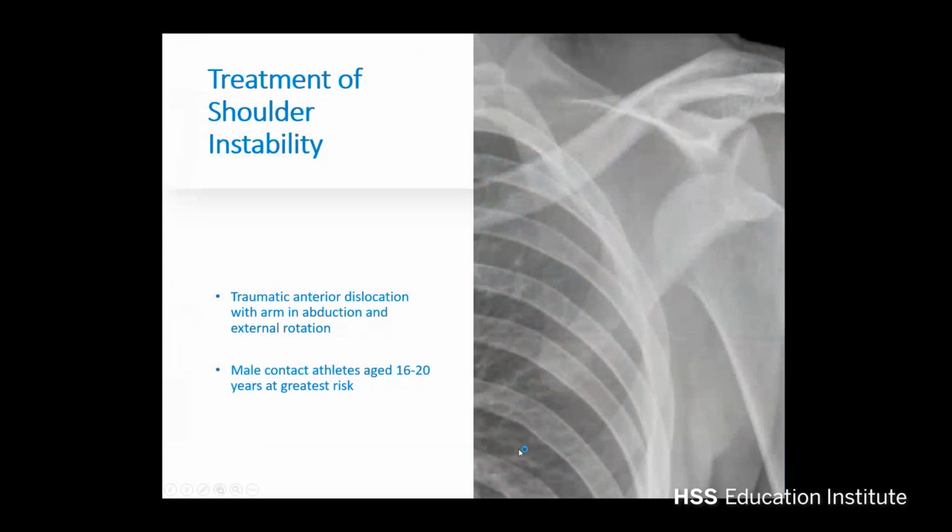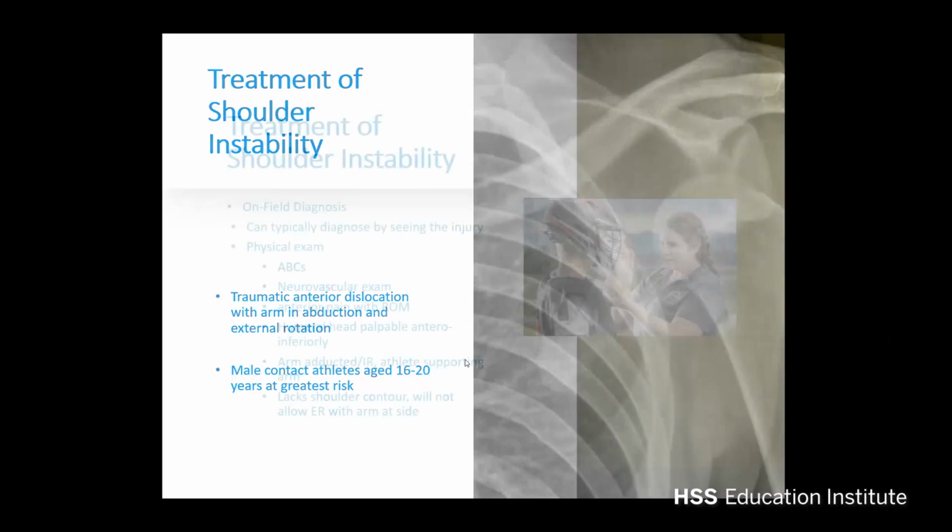So shoulder instability refers to when the humeral head dislocates or moves anteriorly within the shoulder out of its socket. It typically happens with the arm out by the side and away from the body. Unlike ACLs, where it's more common in females, in shoulder instability the most common patient is a male contact athlete, age 16 to 20 years old. So that really is that high school boys lacrosse team that just played this weekend. Those are the highest risk athletes for sustaining a shoulder dislocation.